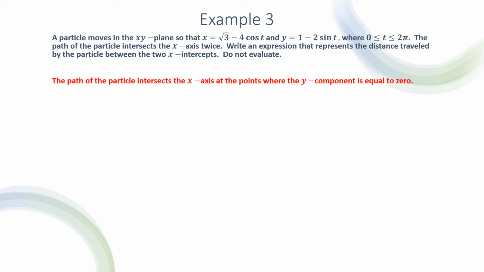All right, so the path of the particle intersects the x-axis wherever your y component is 0. So your x-intercepts are when y equals 0. And so what I'm going to do is take my y equation and set it equal to 0. So when I do that, I get sine of t equals 1/2. And I know from my unit circle, t must equal pi over 6 and 5 pi over 6.